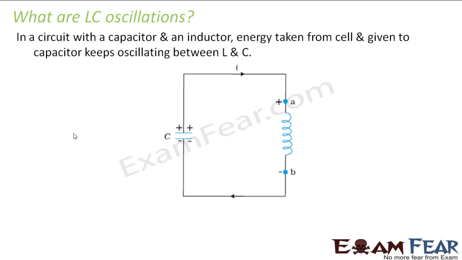The energy which is taken from the cell by this capacitor to charge itself keeps oscillating between this capacitor and this inductor. These oscillations between L and C are referred to as LC oscillations. We will talk about the pattern of the oscillations in detail in the next slide. Here we will see what gives rise to this oscillation, I mean, what causes this energy to get transferred from the capacitor to the inductor, back to the capacitor, again to the inductor, and back to the capacitor, and so on.